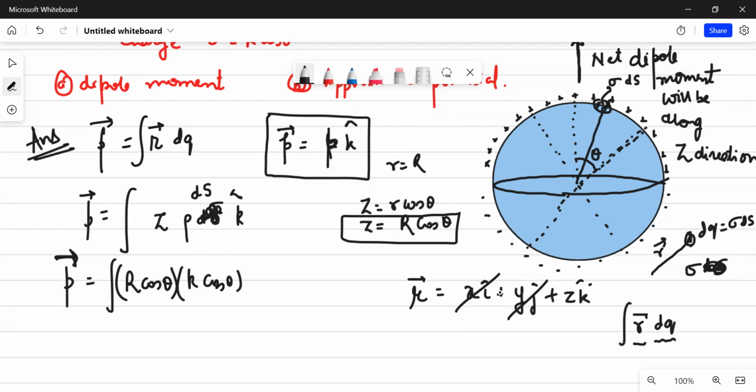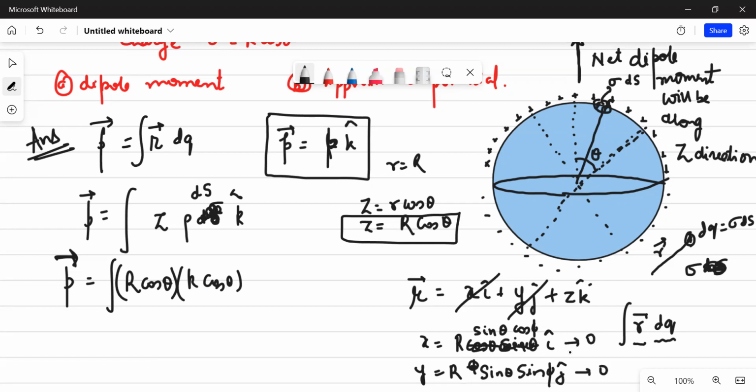Eventually you will find that the x i cap and y j cap terms are going to 0 only, because the x coordinate will become r sin theta cos phi, and the y coordinate will be r sin theta sin phi, right? If you take them, integrating phi from 0 to 2 pi, this will become 0, and this will also become 0. Is that clear? Are you able to understand what I am saying?